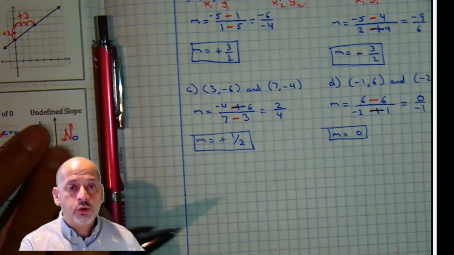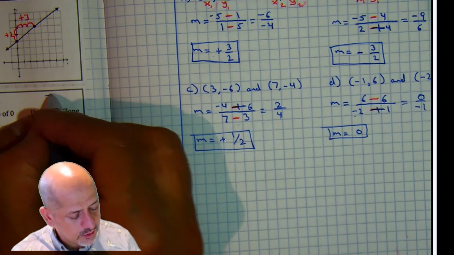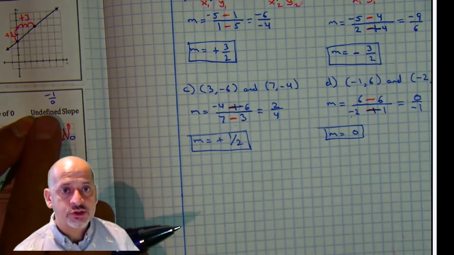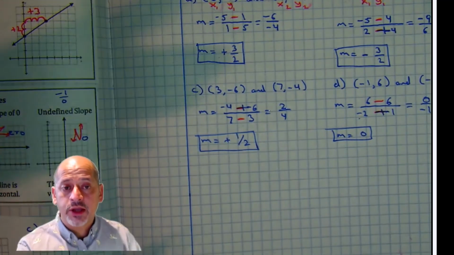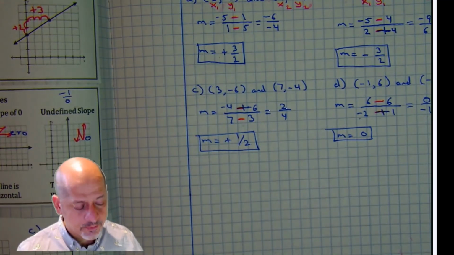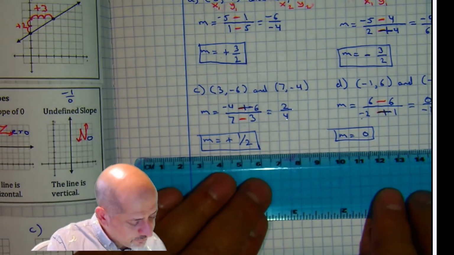Now, when do you end up with an undefined slope? If you had negative 1 over 0, when you have a zero on the denominator, that makes it undefined. And if you type it into the calculator, notice that it's going to give you an error. But for now, let's continue with example number 4, and then example number 5, and we'll be done.